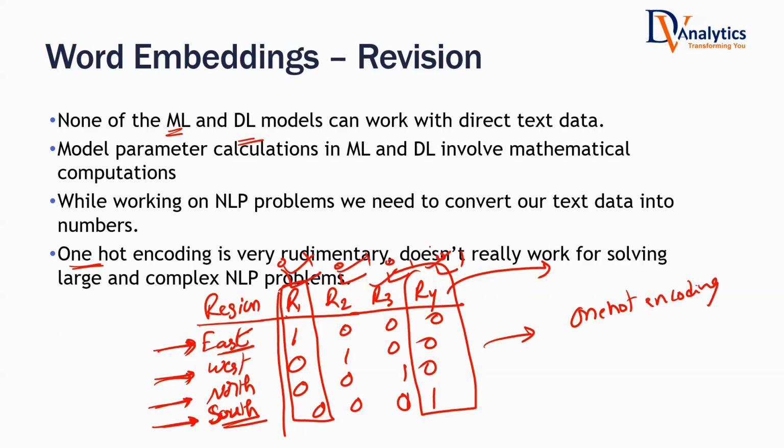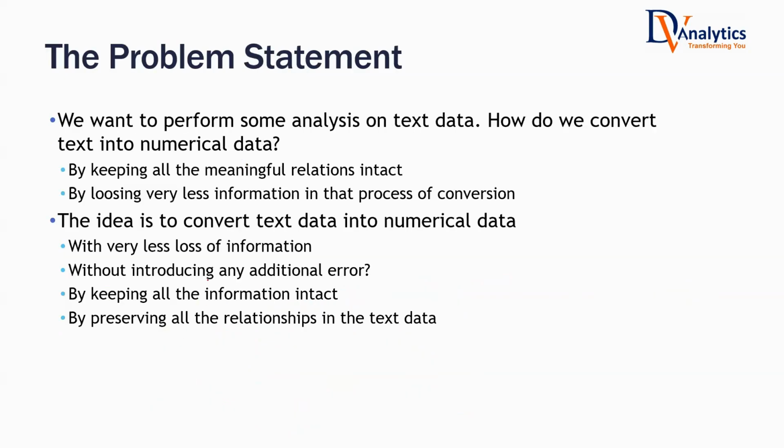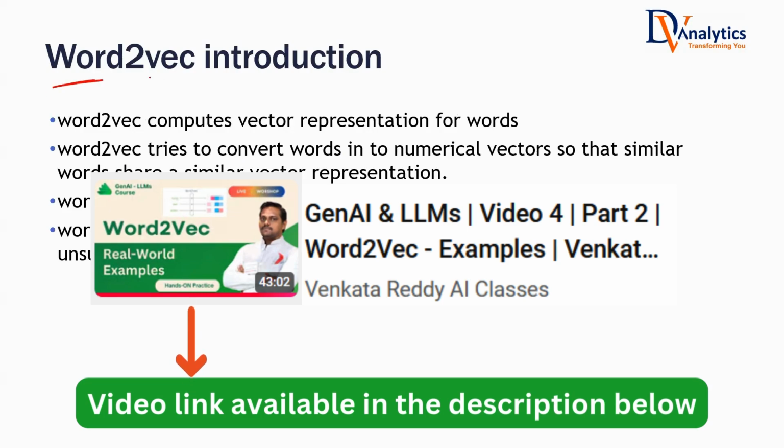However, one-hot encoding is not meaningful if you have too many distinct words. Here there are only 4 words, so creating 4 new columns makes sense. But general English will have too many values, natural language processing will have too many words. So one-hot encoding is not the right approach if you want to keep all the meaningful relations intact. You want to convert the whole data into numerical values without losing any information. So the idea is to convert our text data into numerical data with very little loss of information, without introducing any additional error. For that, we have something called Word2Vec, converting words into vectors.